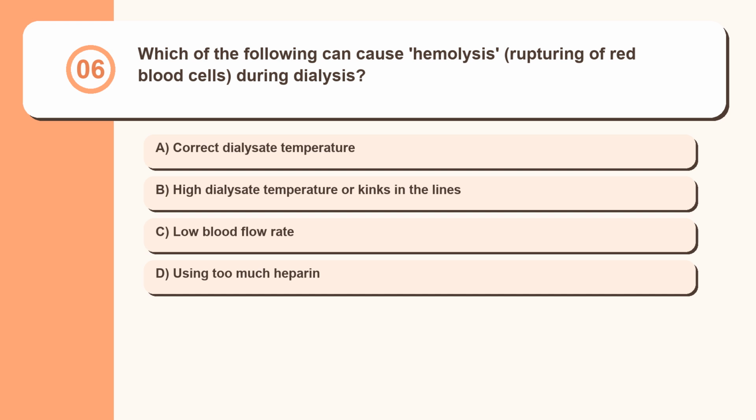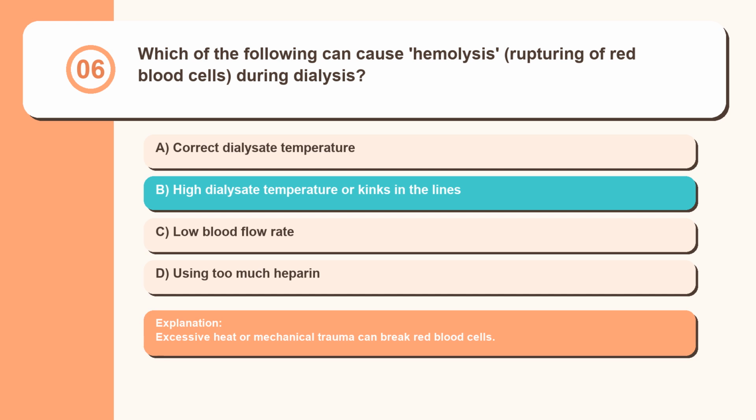Question 6. Which of the following can cause hemolysis, rupturing of red blood cells, during dialysis? Correct dialysate temperature, high dialysate temperature or kinks in the lines, low blood flow rate, using too much heparin. Excessive heat or mechanical trauma can break red blood cells.